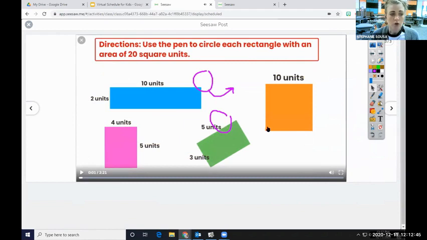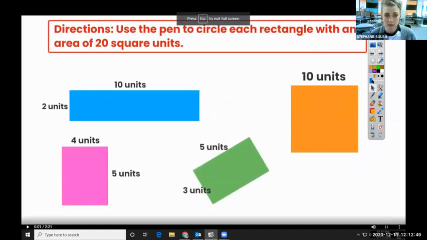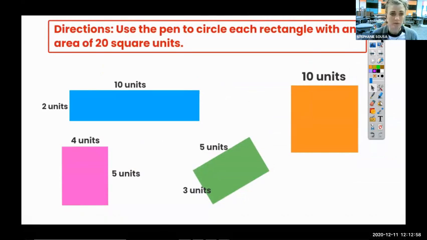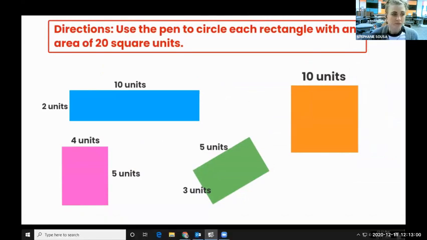You are also going to figure out how to determine if a shape has a given area and what that can look like, knowing that there can be more than one view of that shape. When looking at rectangles to find the area, this is a great opportunity for us to practice our multiplication fluency. Our directions ask us to use the pen to circle each rectangle with an area of 20 square units.